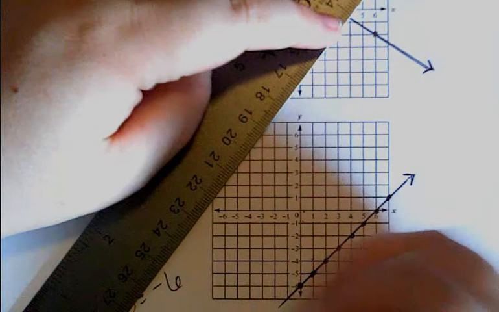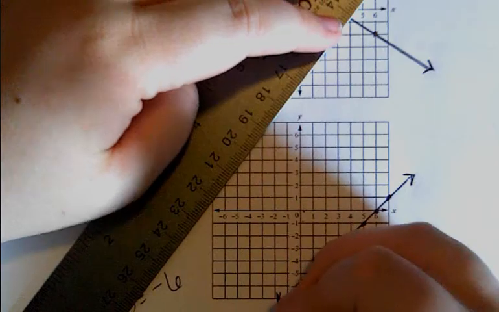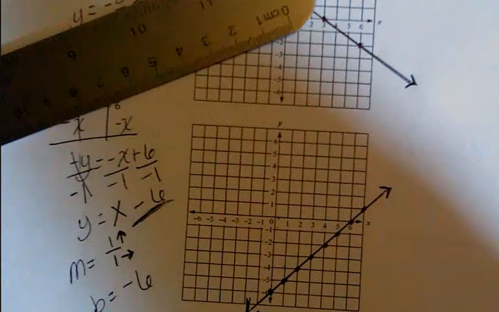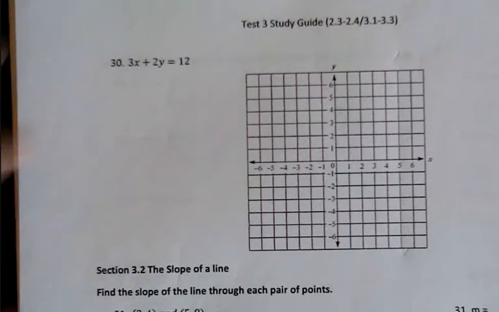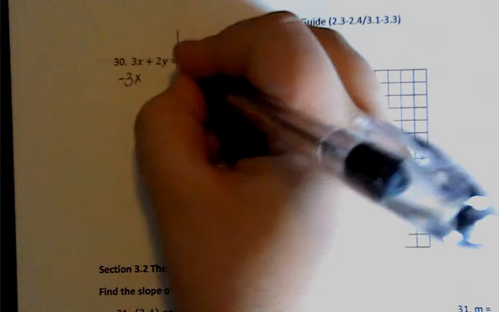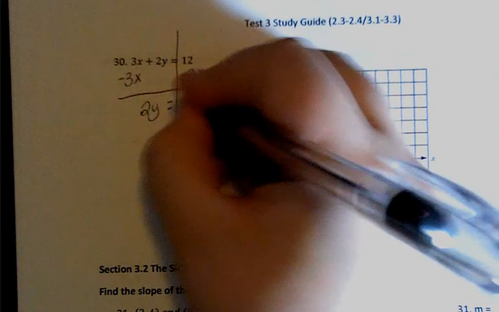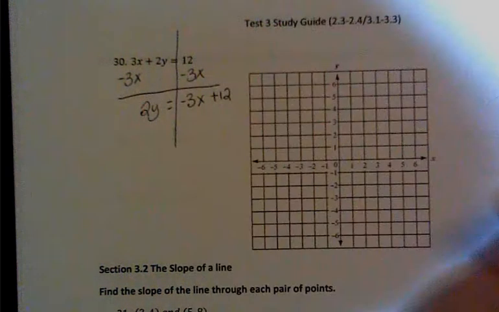But remember, you only have to have 3 dots in order for your graph to be accepted, okay? So our last problem from graphing on section 3.1 is number 30. So we need to get that y by itself. So we're going to subtract 3x from each side to get 2y equals negative 3x plus 12.